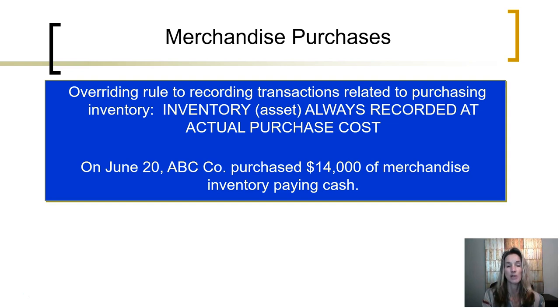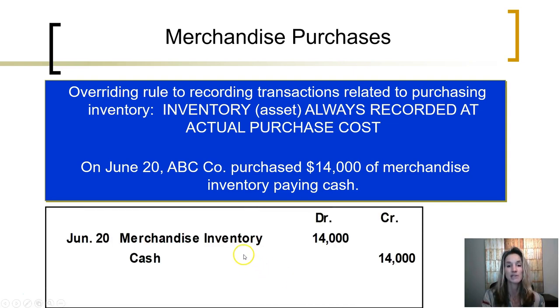So for example, on June 20th, ABC buys $14,000 of merchandise inventory, paying cash. We would record this transaction as an increase to the inventory asset account, debiting it $14,000 and crediting cash to decrease cash $14,000 to reflect a decrease to cash as a result of the purchase.